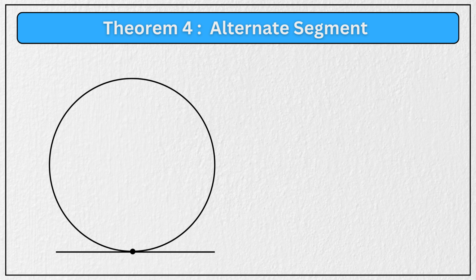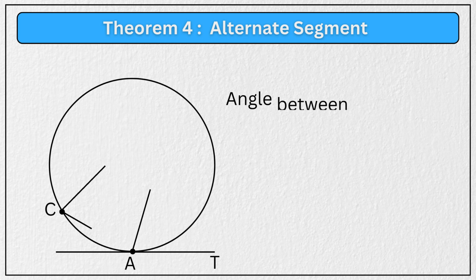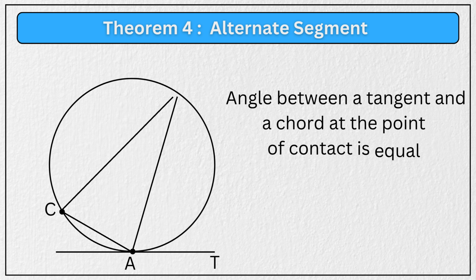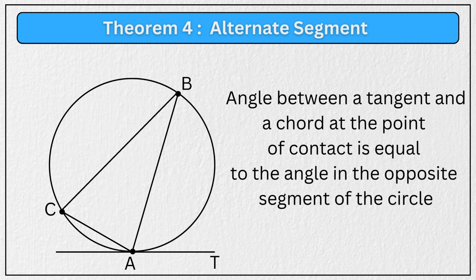4. Alternate segment theorem. This theorem states that the angle between a tangent and a chord drawn at the point of contact is equal to the angle in the opposite segment of the circle. For example, when a tangent and chord AB are drawn from a point A like this, then this angle between the tangent and chord AB is equal to this angle formed on the opposite side of the circle inside the triangle.